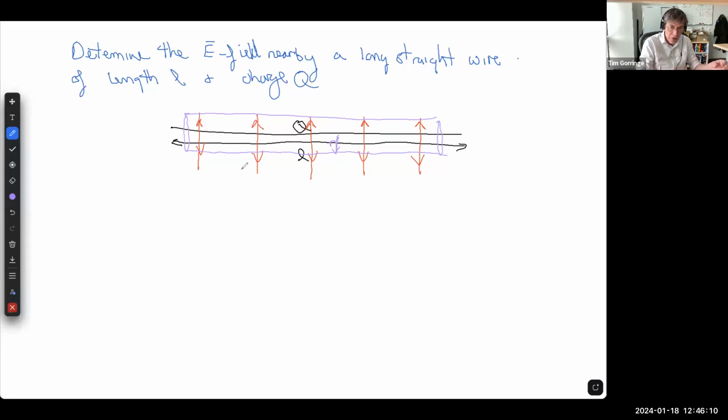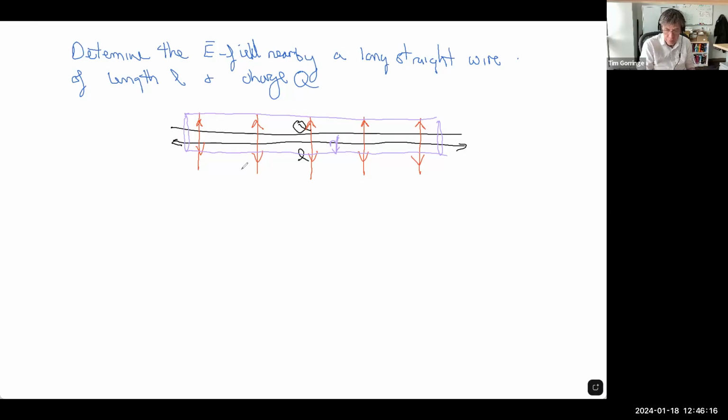So at this stage, I started with the arrangement of charge. I thought about what the field must look like. I thought about what Gaussian surface I want to use for calculating the flux. I'm now going to go on with a more rigorous mathematical part of the solution to find the field by calculating the flux, by using the flux law, by using Gauss's law. So let me write down the flux law.